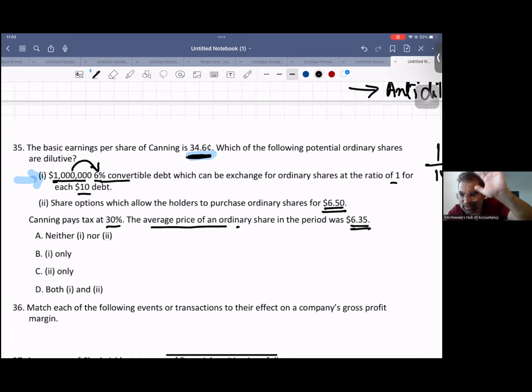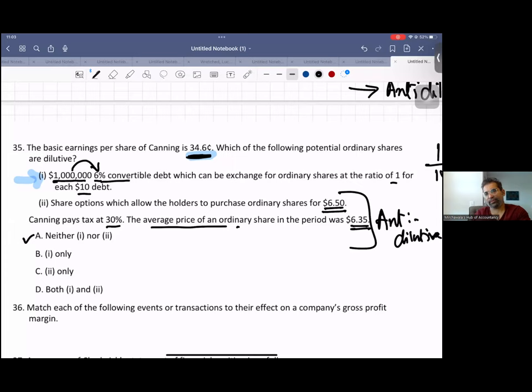They will say, we don't need it, it's better we buy from the market. Why would we buy from you? So again, this is also anti-dilutive, because there will be no shares issued in the future. According to this scenario, nobody will take shares from you. So the answer is A.